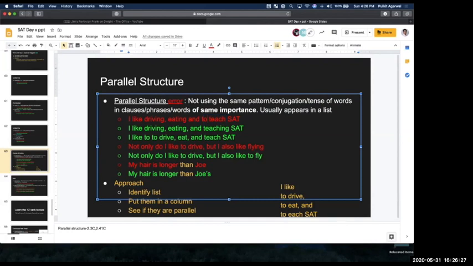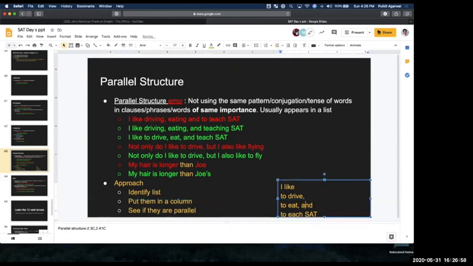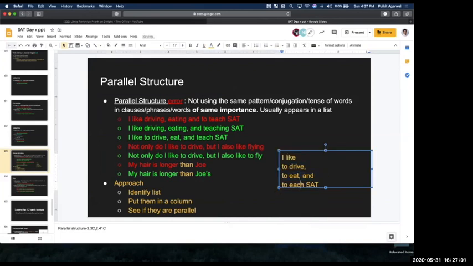So if I say I like driving, eating, and teaching SAT, that is correct because the tense here, teaching, eating, and driving, is parallel, whereas driving, eating, and to teach is not parallel. Does that make sense? You can also do it as I like to drive, eat, and teach. So drive, eat, and teach. You can also do I like to drive, to eat, and to teach SAT. This is also parallel. All of these are parallel.